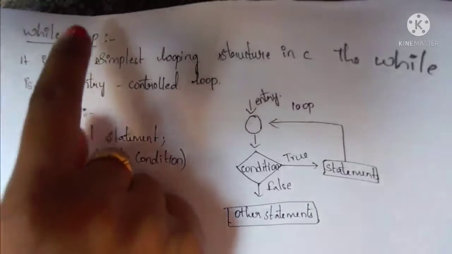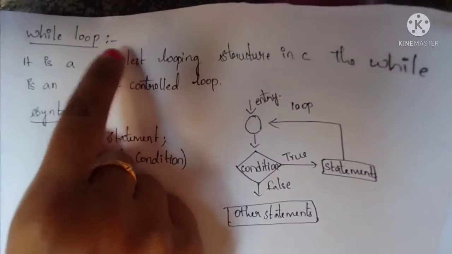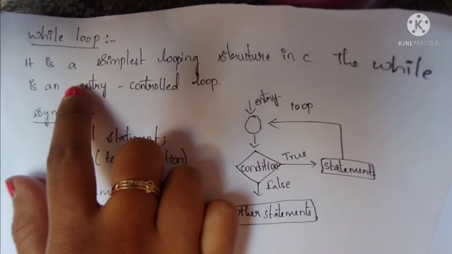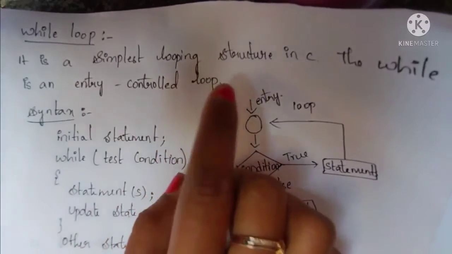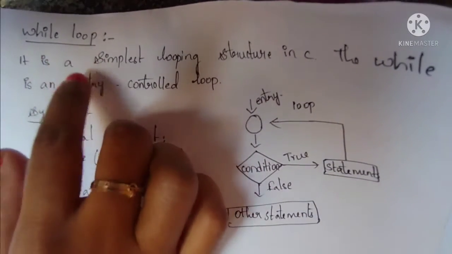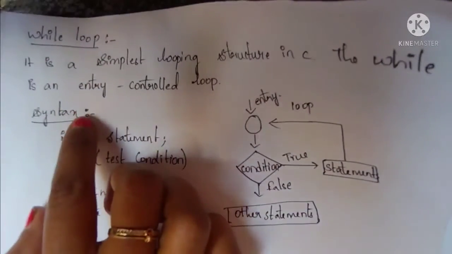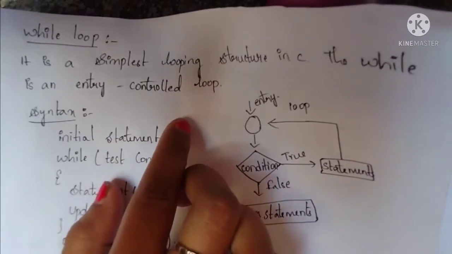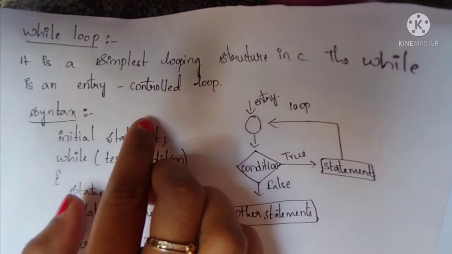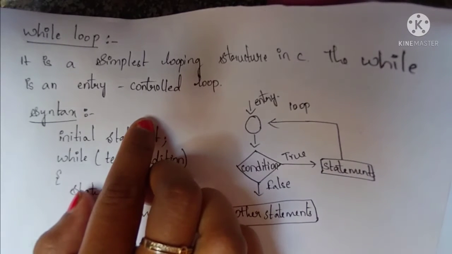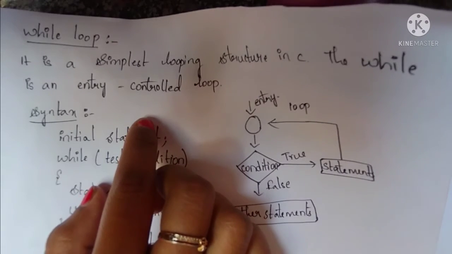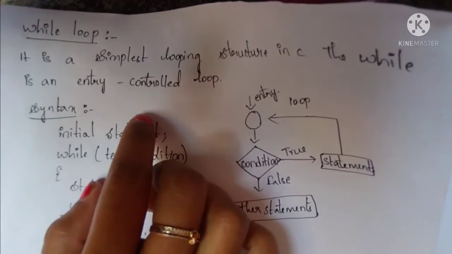The first loop we are seeing is the while loop. So what is meant by a while loop? The while loop is the simplest looping structure in C, and it is also called an entry controlled loop. So why do we call a while loop an entry controlled loop? Because it controls the number of loop statements executed. Okay. We will see the syntax of the while loop.